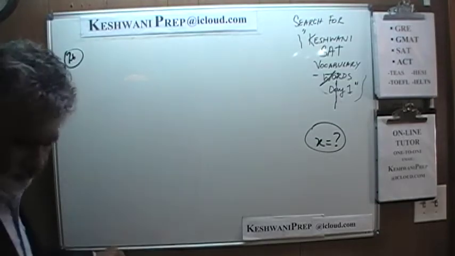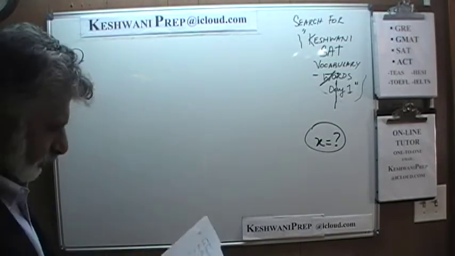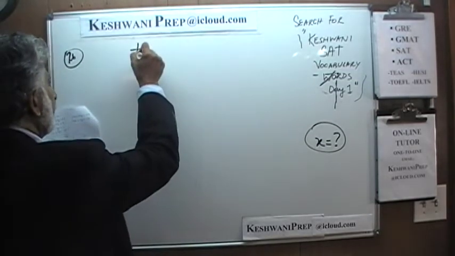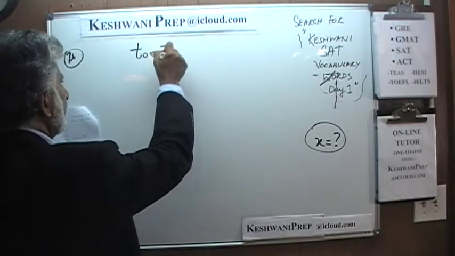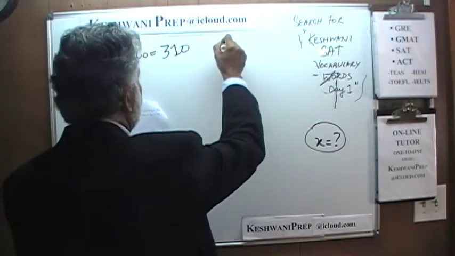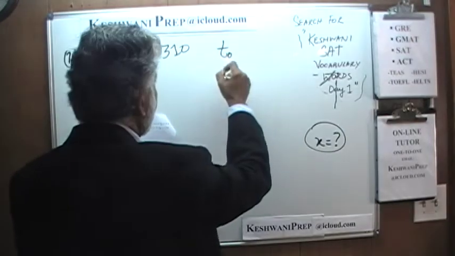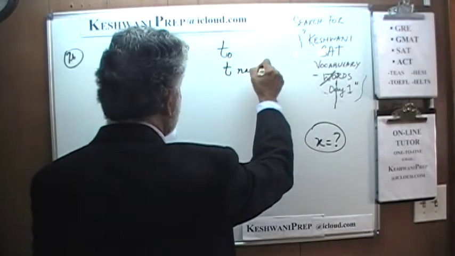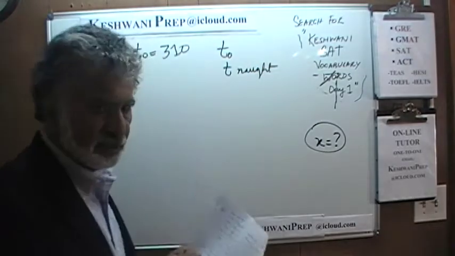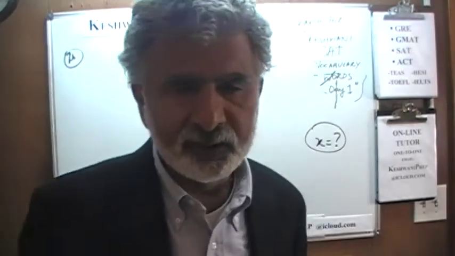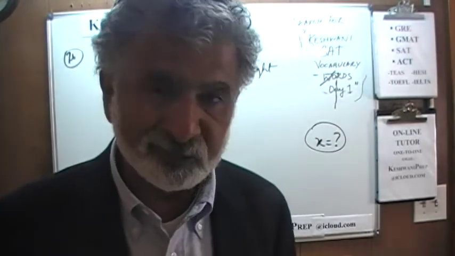Number 26 says that the population at the beginning was 310. And as we discussed a couple of times before in the previous video, this is read as T naught, N-A-U-G-H-T. That's how it's read. Some people read this as T0, but the proper way is to read it as T naught.